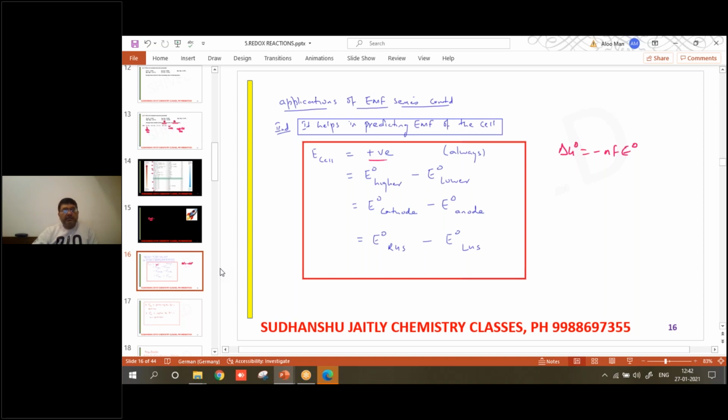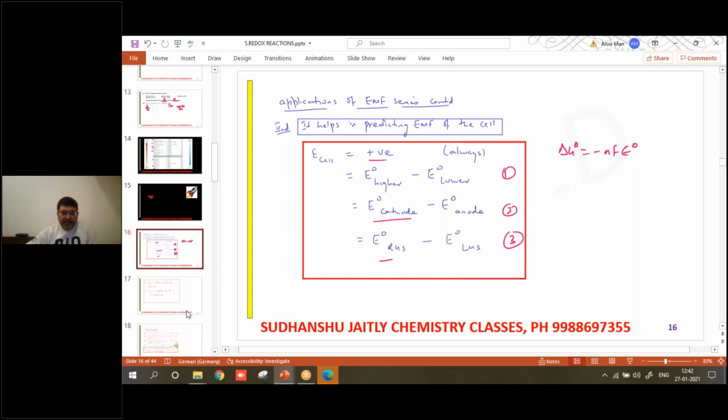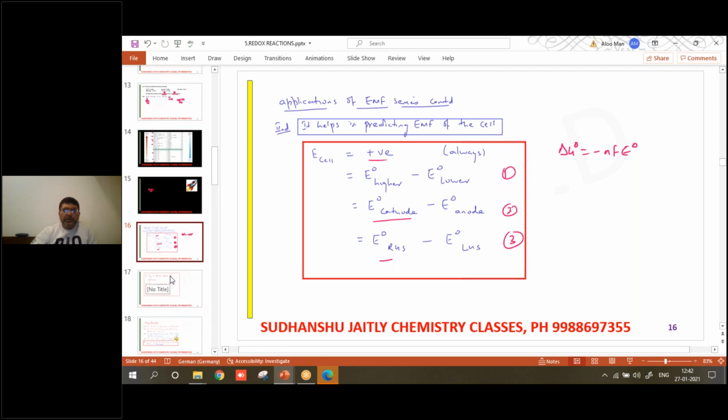Now in a redox reaction, the species which will be reduced will have the higher reduction potential. There's no doubt. So you can say cathode minus anode. Because by convention we wrote the cathode on the right hand side, we can also use the second or third relation. We have already used this, right? Do you remember that we make zinc-cadmium or zinc-copper cells?